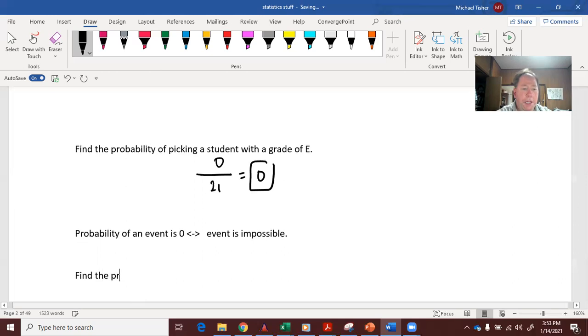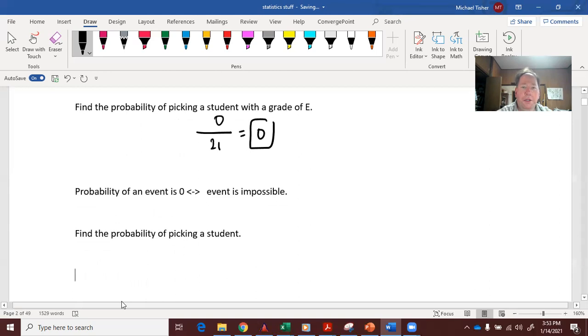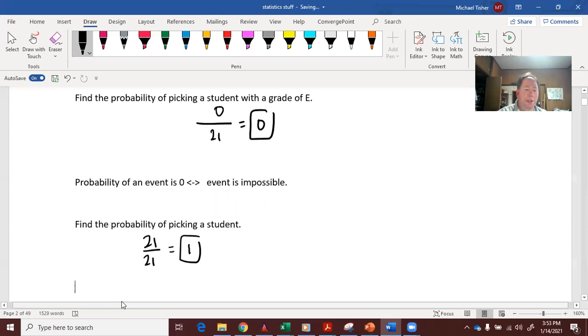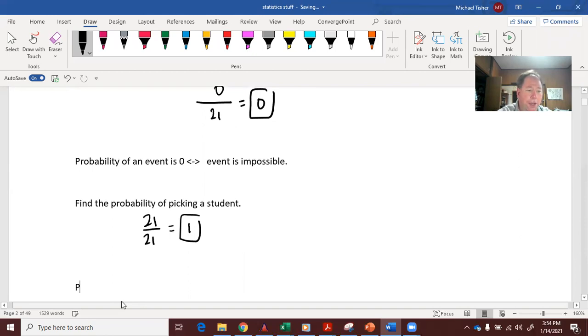Now let's find the probability of picking a student. Well, in this case, we're not limited to whether the student has an A or a B or whatever grade. We just want to pick a student. Well, there's going to be 21 students, right? Out of a total of 21. So 21 over 21 is 1. So the probability of picking a student is 1. Now, assuming we don't miss, we are always guaranteed to pick a student. So if the probability of an event is 1, then the event is guaranteed to happen.